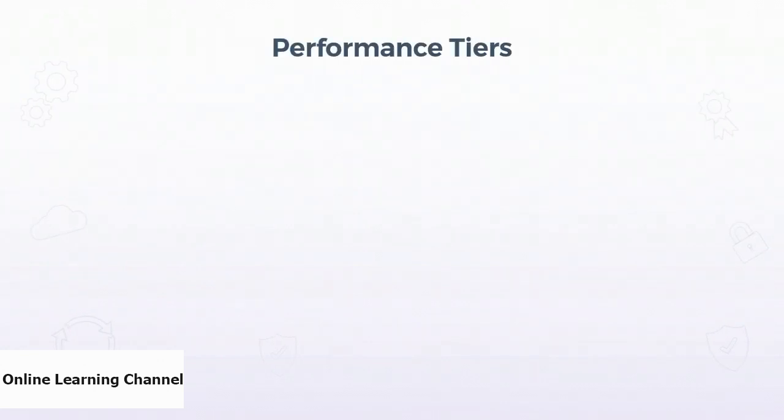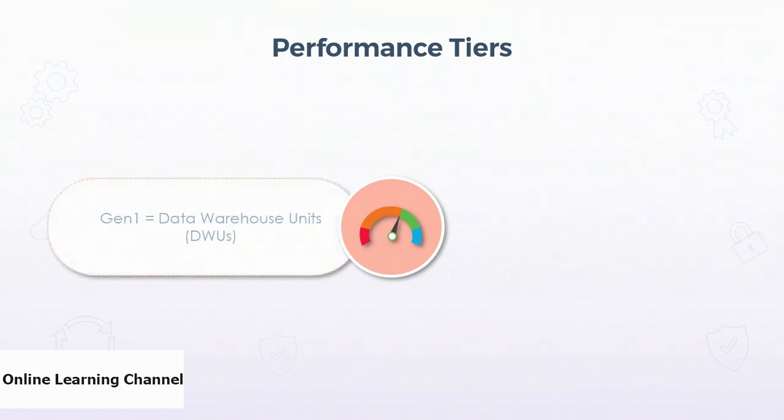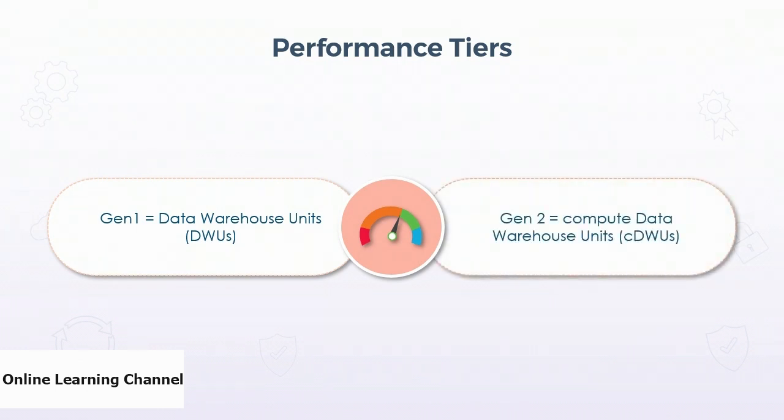Now let's discuss performance tiers. Each performance tier uses a slightly different unit of measurement for its data warehouse units. You'll notice this difference because when you look at your bill, the unit of scale is different. So our performance tiers: we have Generation 1, where data warehouses are measured in data warehouse units. Generation 2 uses compute data warehouse units, otherwise abbreviated as CDWUs.